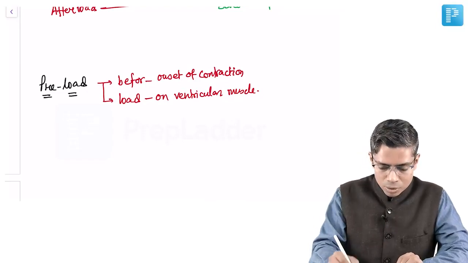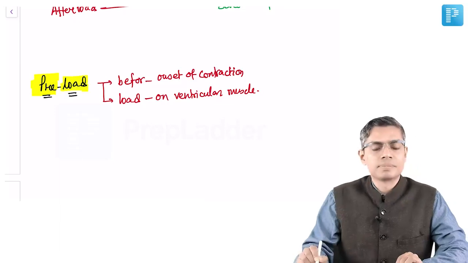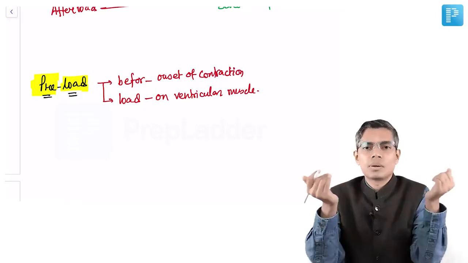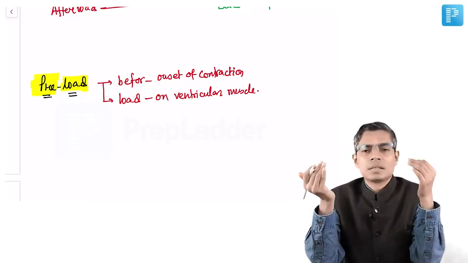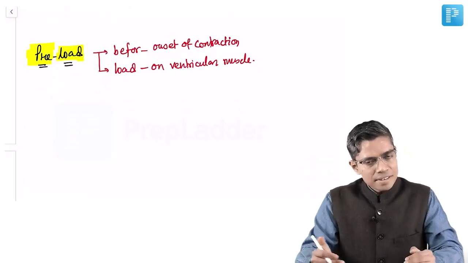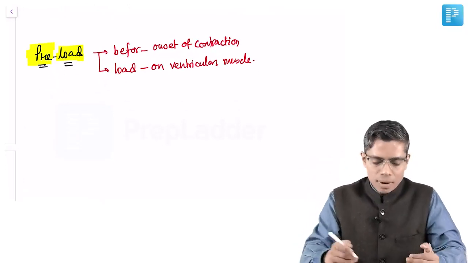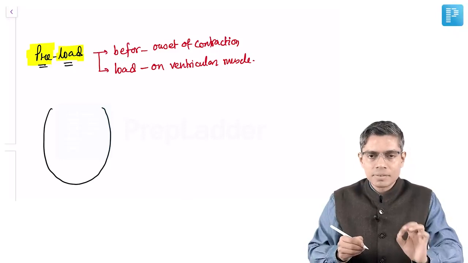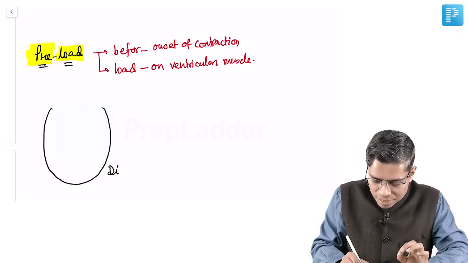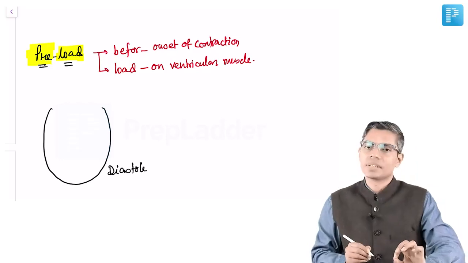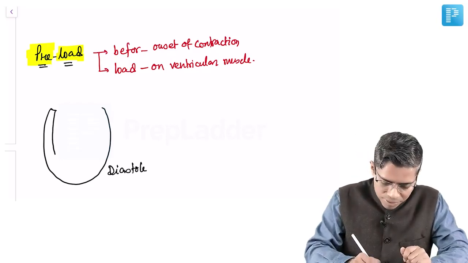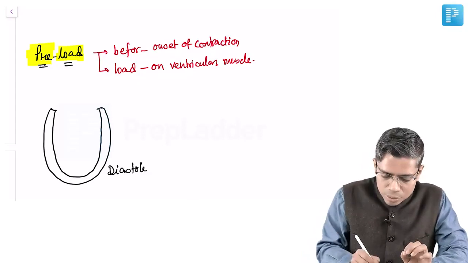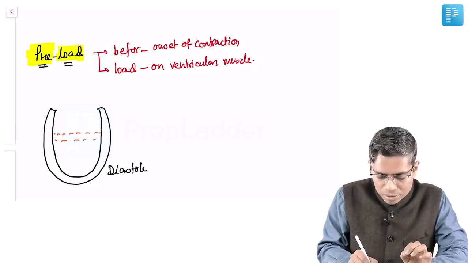Is it difficult? Very easy. So pre means before and load means tension, right? So before the onset of contraction, what is the load on ventricular wall? That will be known as the preload. Now I am starting to think that the ventricle is not contracting, but still it is getting load. So why will it get the load? So I am thinking of this ventricle, it is not contracting, means the ventricle is in which stage? The ventricle is in stage of diastole, right? So during diastole, the ventricular wall is getting some load or tension, and that load will be due to presence of certain volume of blood in this ventricular cavity.